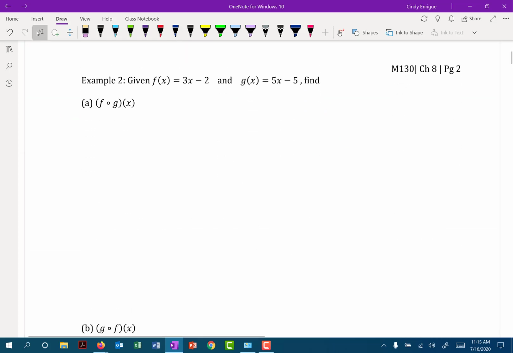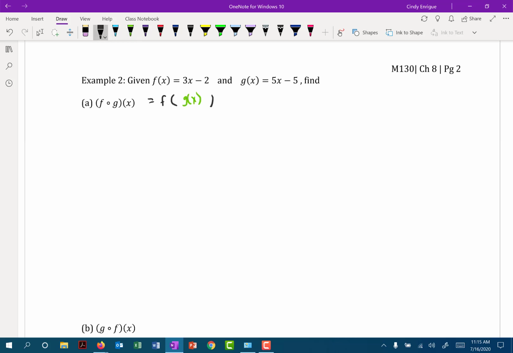Well, here's another example. So now I have my function f and I have my function g, and it's asking me to do the composition f composed with g with respect to x. So this is telling me that I have my function f of x, and what I'm plugging into my f of x value is going to be the entire g function.